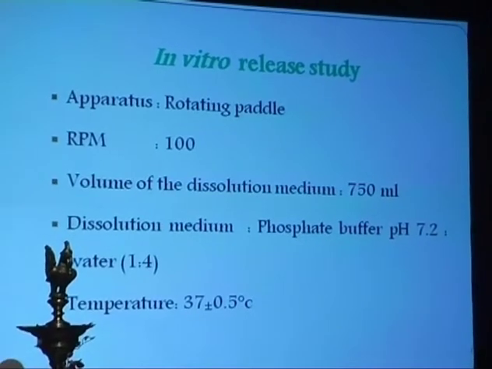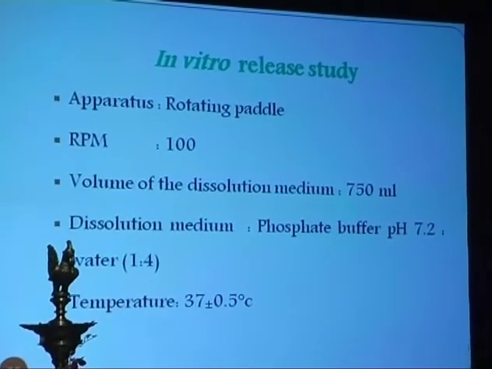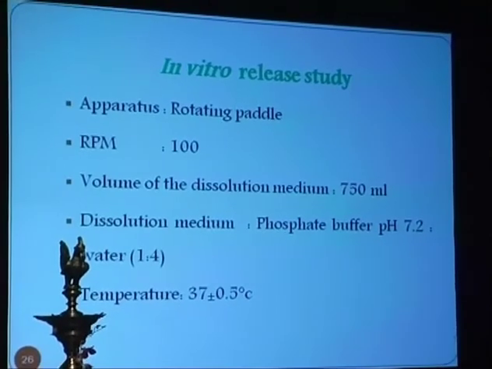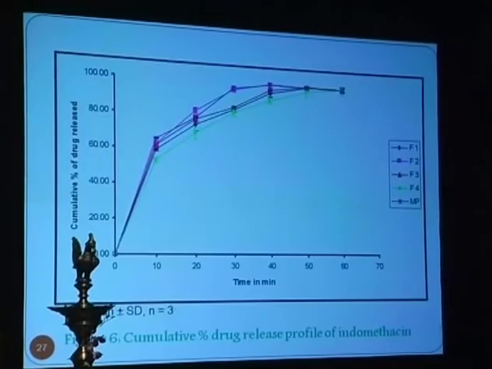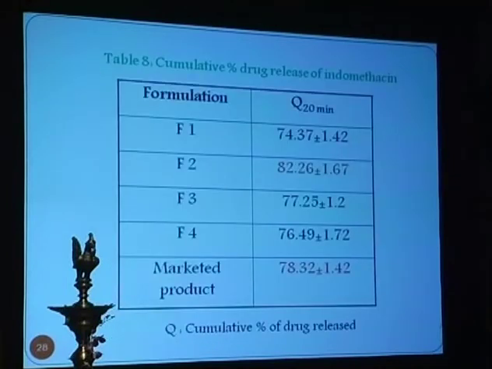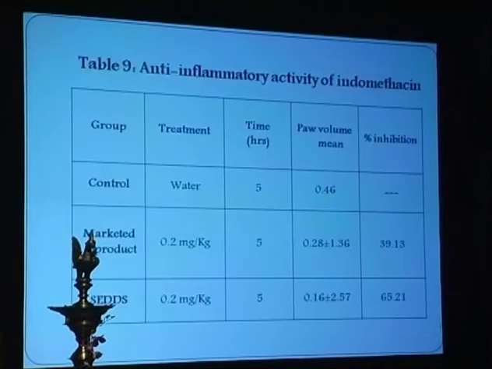Next is the in vitro release, which is done by rotating paddle apparatus at 100 RPM, taking phosphate buffer and water as the dissolution medium. This is a graph showing the in vitro release. Within 20 minutes, the self-emulsifying formulations are showing better release compared to the marketed product. At 20 minutes, the immediate release F2 formulation is showing more than 80%, which was found to be 82.26. So this is further optimized for further study of anti-inflammatory activity.